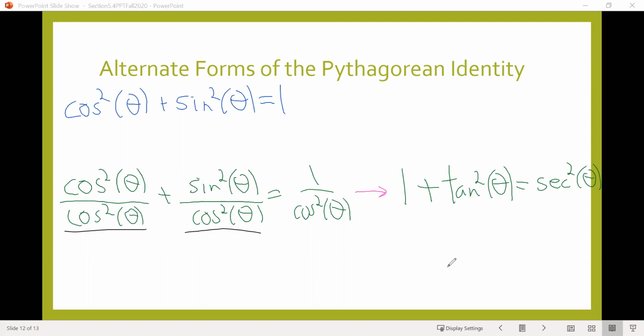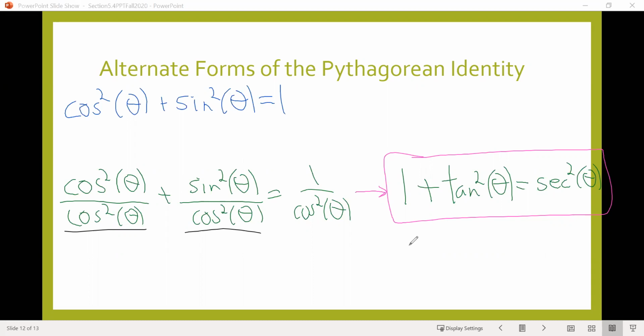And there is an alternative version of the Pythagorean identity. So that would be another identity you may want to make use of as you're working on identity type questions on your homework or on future assignments. And again, we got that by dividing everything by cosine squared.